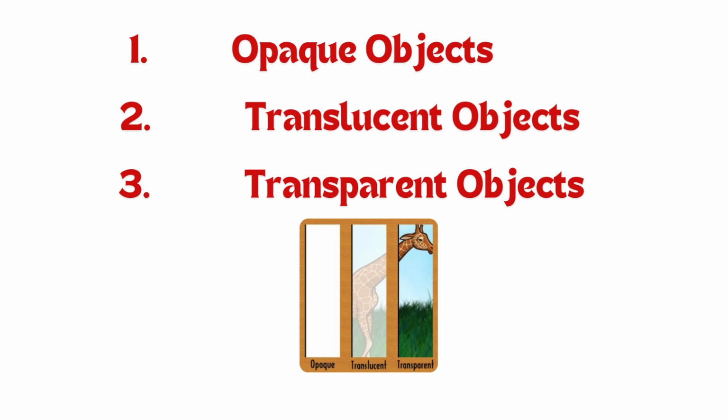Objects vary in how they transmit light. Whatever we see around us looks different and has different properties. Some objects are transparent, some are translucent, and some are opaque. Now, what are these?